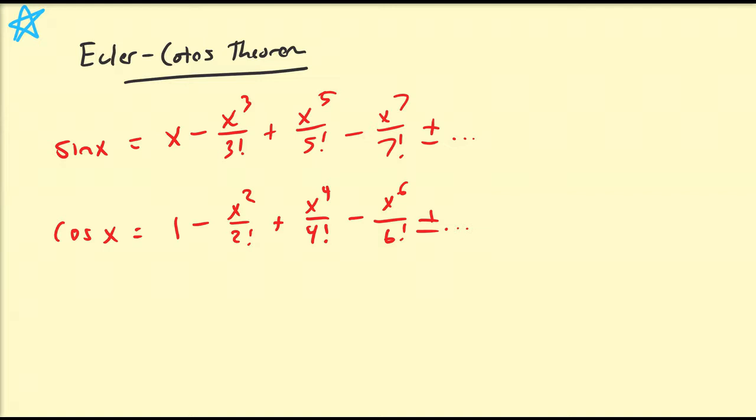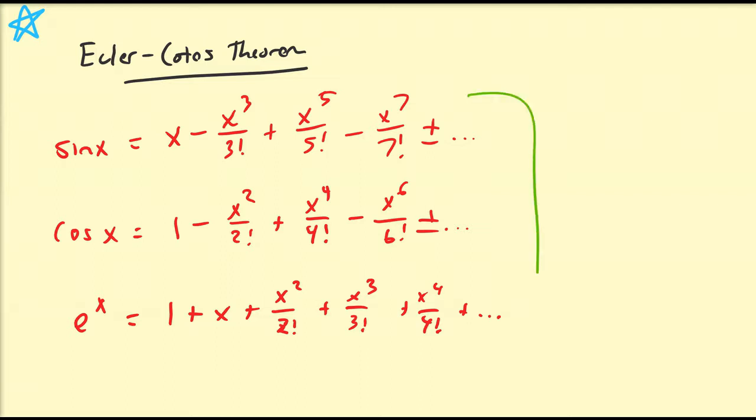Another more common series would be e to the x, which we know as 1 plus x plus x squared over 2 factorial plus x cubed over 3 factorial plus x to the 4 over 4 factorial plus and so on. So what the Euler-Cotes theorem does is combine these three identities into one simple formula. And that's what we're going to discuss in this video.